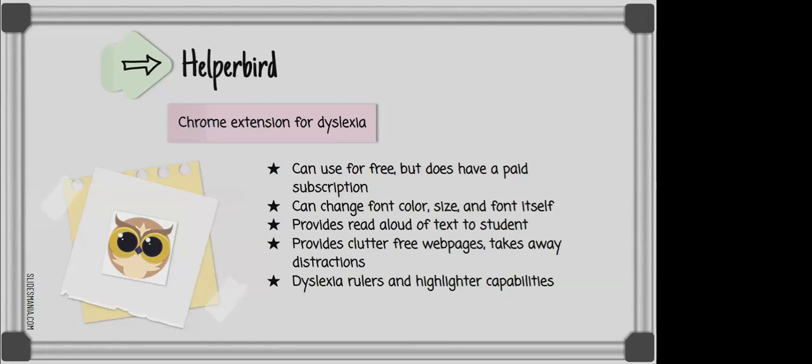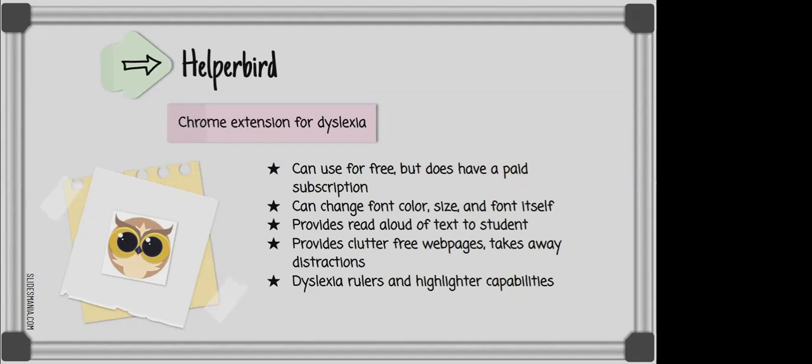In Helperbird, you can change the font color, you can change the font size, you can change the font itself into something else, so that it can be easier to read for students, especially those that have trouble seeing certain fonts. It provides read aloud of text to students. They can highlight certain areas and then click text to speech and it will read that. It would also take away the clutter on a web page or take away distraction. So when a student is looking at a website and they get distracted very easily, Helperbird will take that away, so they're just looking at the text that they need to look at.